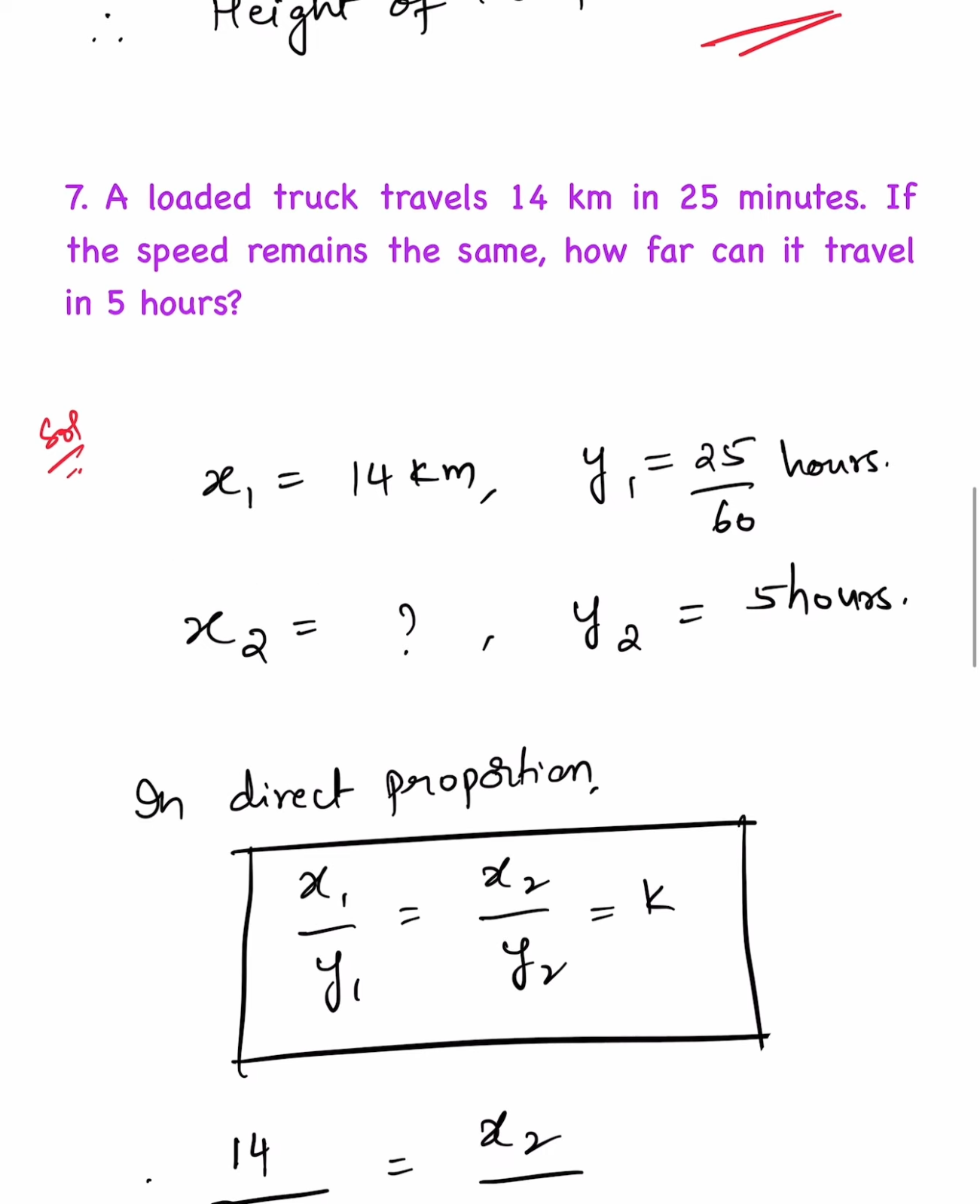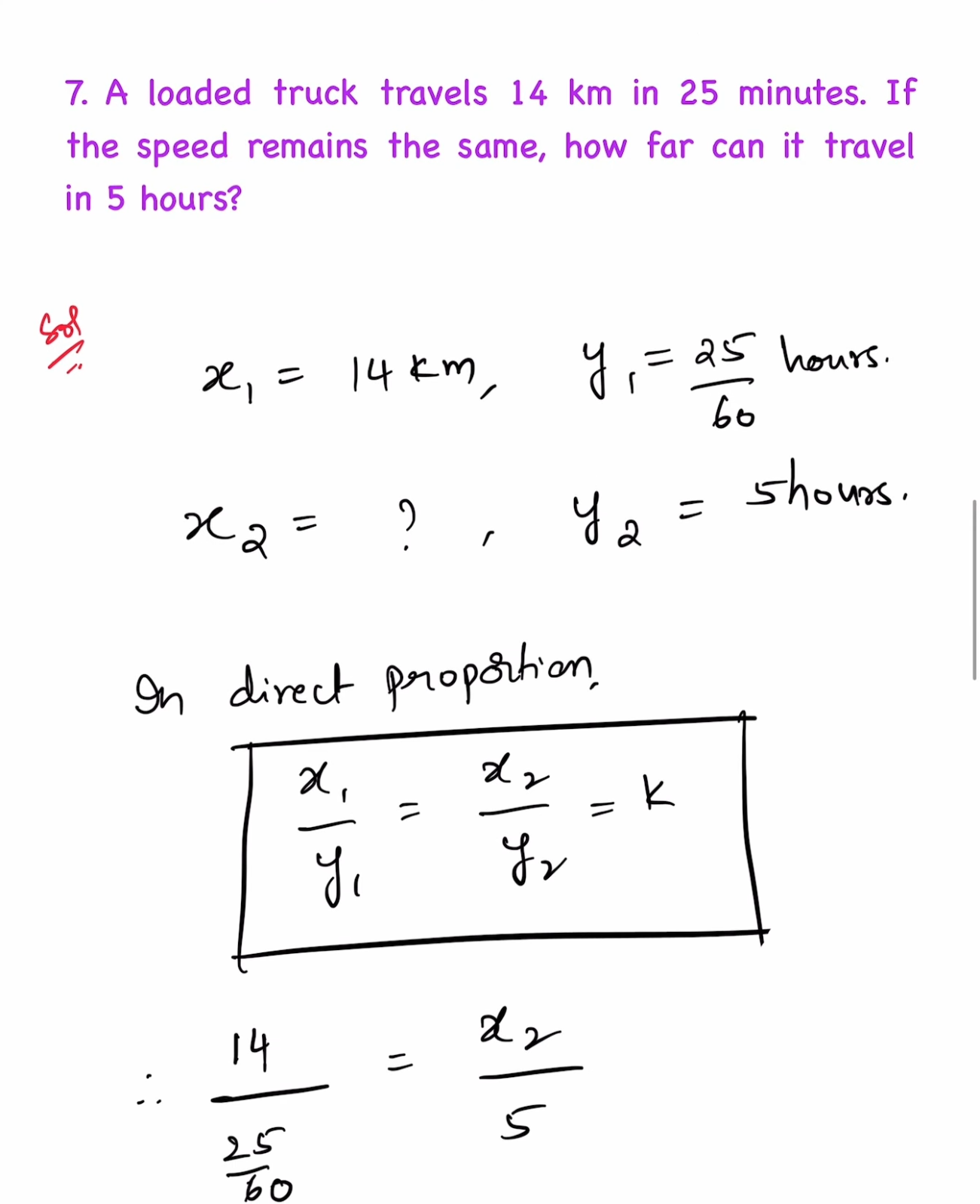A loaded truck travels 14 kilometers in 25 minutes. If the speed remains the same, how far can it travel in 5 hours? This is also a direct proportion, x1 by y1 equal to x2 by y2. Here x1 is given, 14 km. y1 is 25 minutes, but we have to convert this into hours. So, this is 25 by 60 hours. y2 is given, 5 hours. We have to find x2.